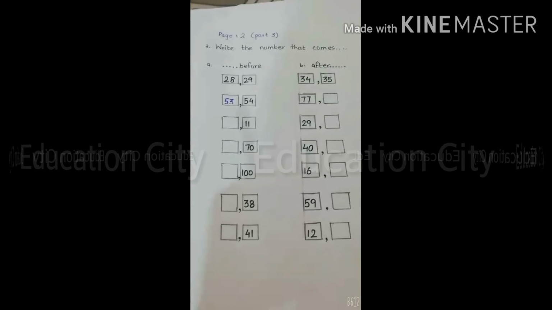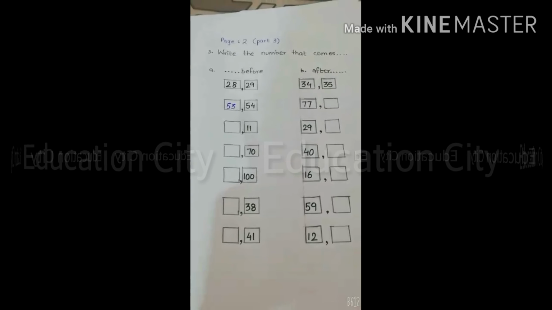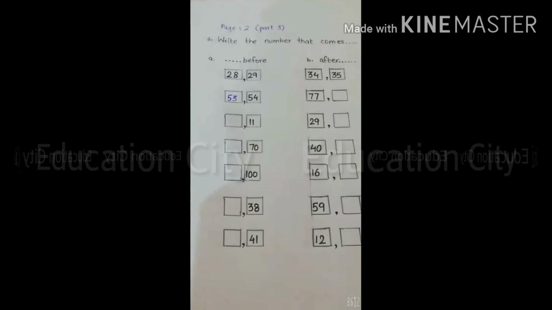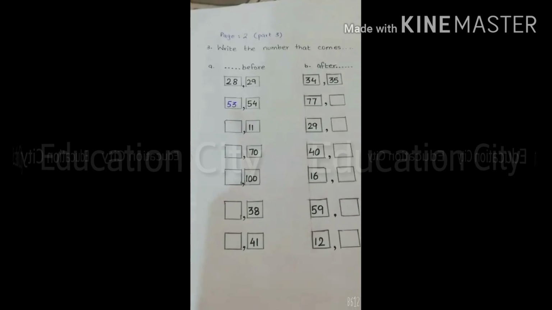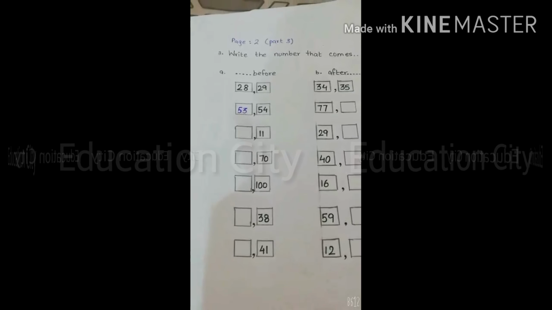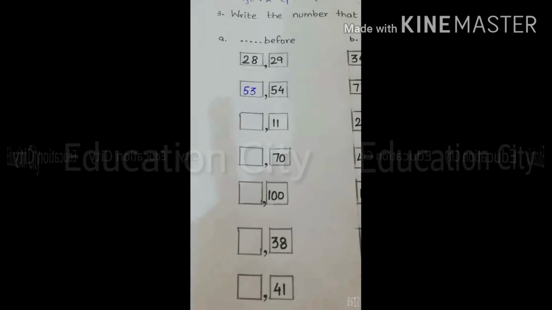Okay. What do you mean by before number? The number comes before the number. Before is also called the reverse number. When we count reverse from a given number, we get the number before. Let's count the number before.